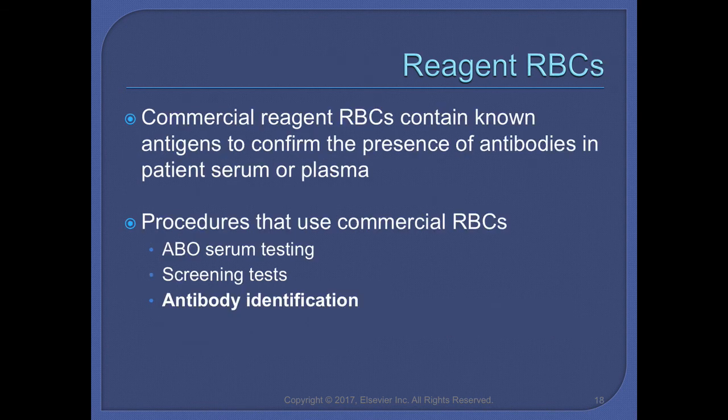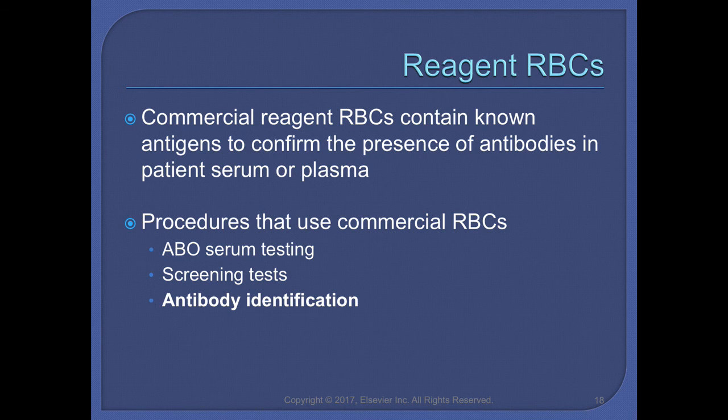Okay, so aside from antisera antibodies, we also use reagent red blood cells. Reagent red blood cells are used as sources of antigen in antibody screens. We use reagent red cells in the ABO reverse grouping testing, and we also use reagent red cells when we want to do antibody identification tests.